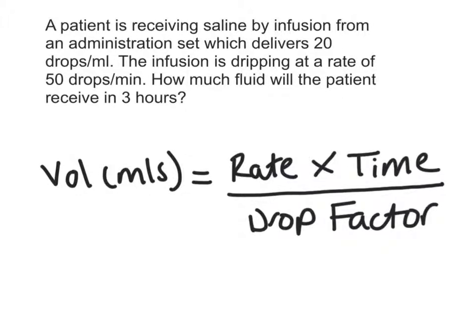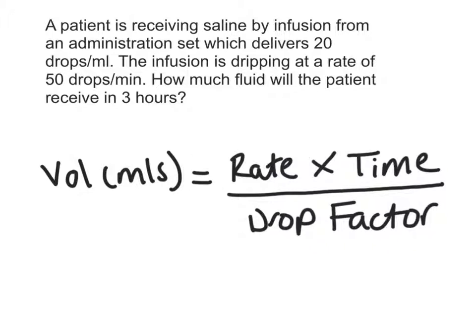From time to time, you may need to work out how much fluid a patient is likely to receive over a given amount of time. In this instance, a patient is receiving saline by infusion from an administration set which delivers 20 drops per ml. The infusion is dripping at a rate of 50 drops per minute. How much fluid will the patient receive in 3 hours?